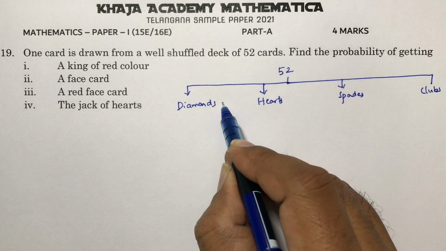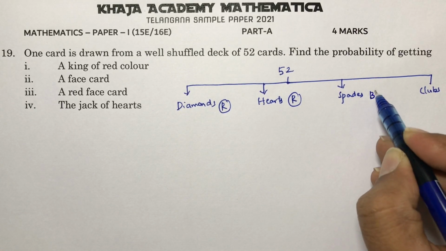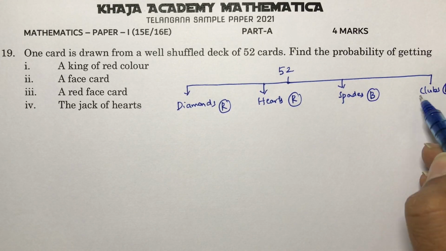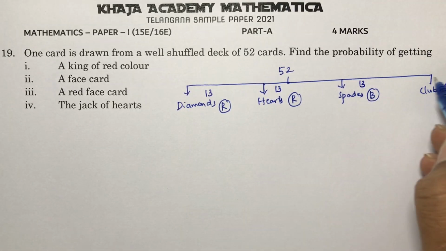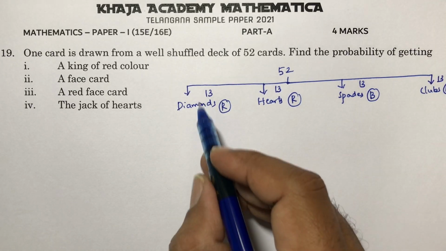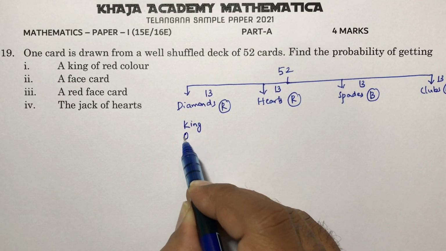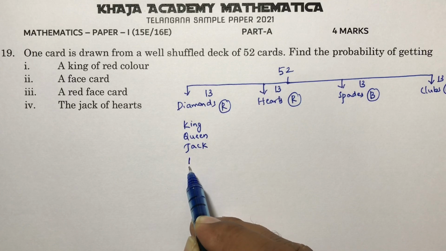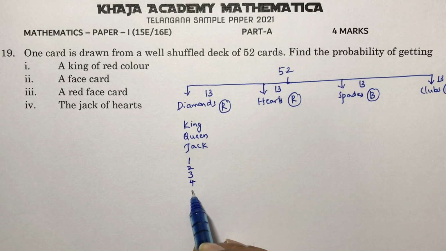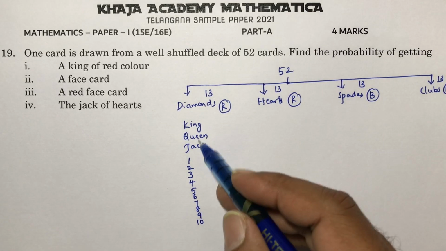So these diamonds and hearts are red in color. Spades and clubs are black in color. 13, here 13, 13 and 13. So in each suit there will be king, queen, jack. Then 1, 2, 3, 4, 5, 6, 7, 8, 9 and 10. So 10 number cards and king, queen, jack.